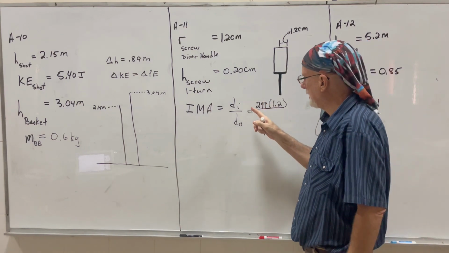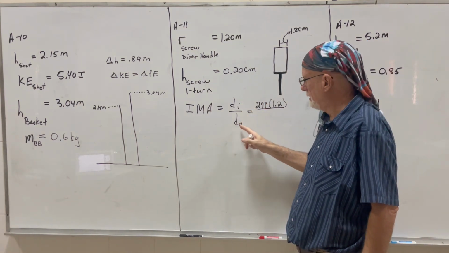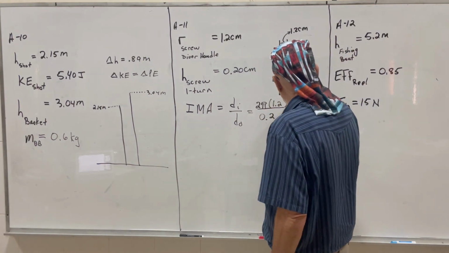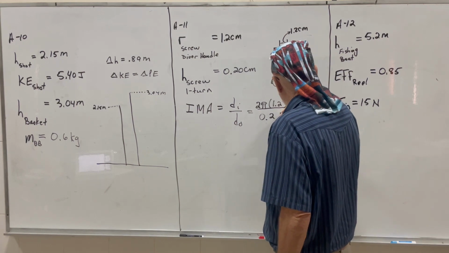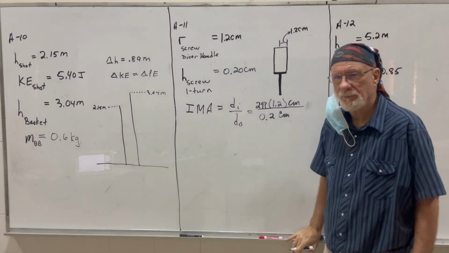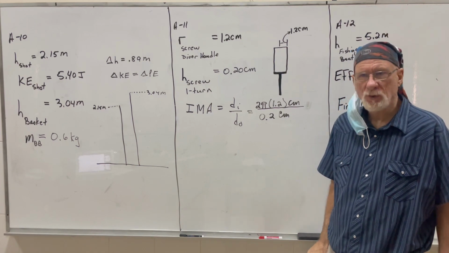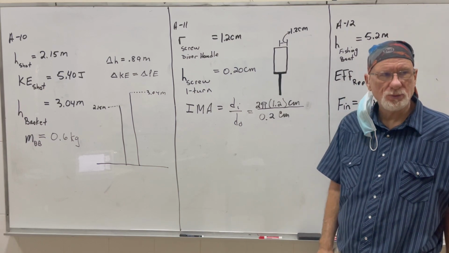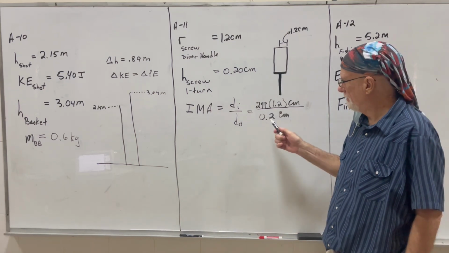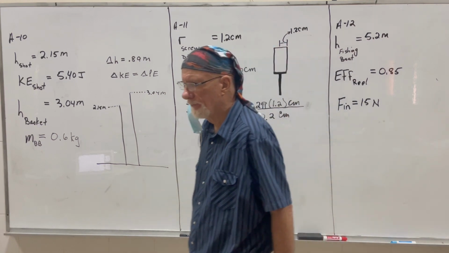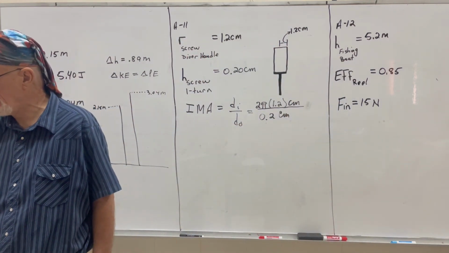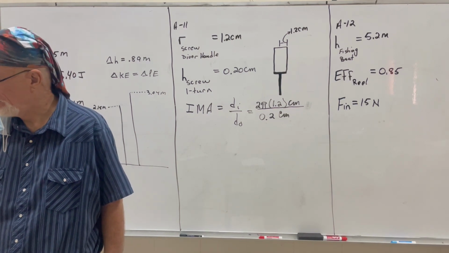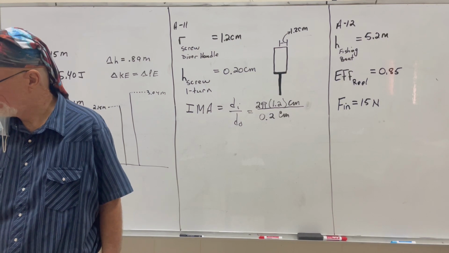So this is the machine working. This is the screw coming out. It's going to come out 0.2. This is centimeter. Correct? So can you do this for me? What is 2 pi 1.2 divided by 0.2? What does that equal? And this is A11. What is it? 31?